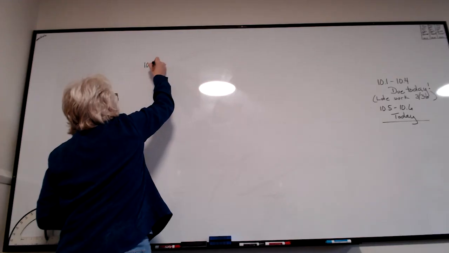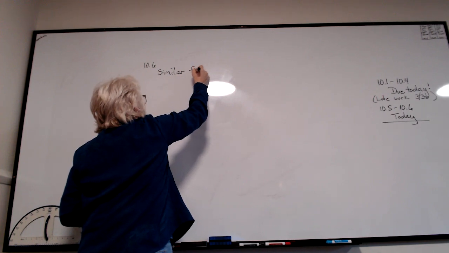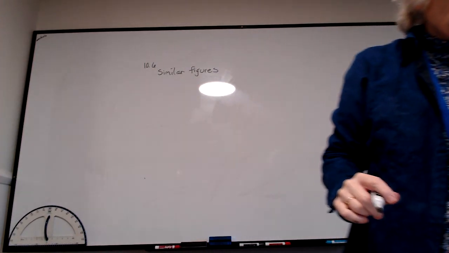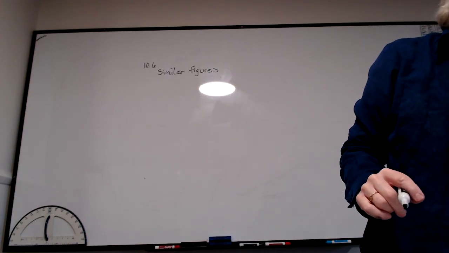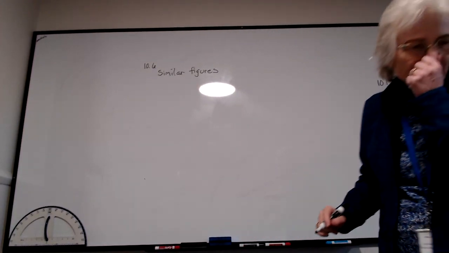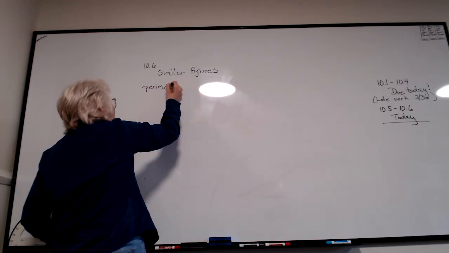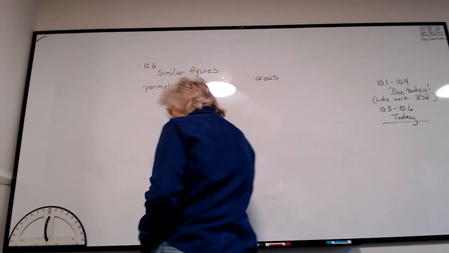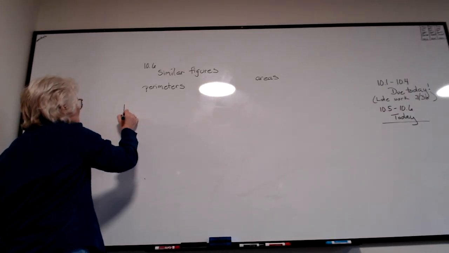Okay, so 10.6 is looking at, in similar figures, what's the difference in their perimeters and areas, okay? So we're going to look at what their perimeters are, and how their areas are related. So if we have two similar, let's just do a triangle.